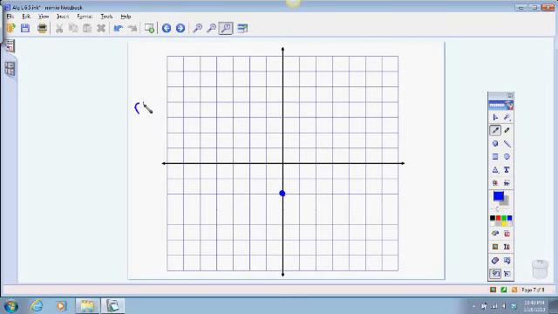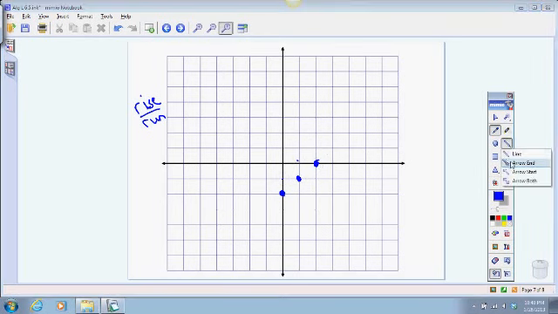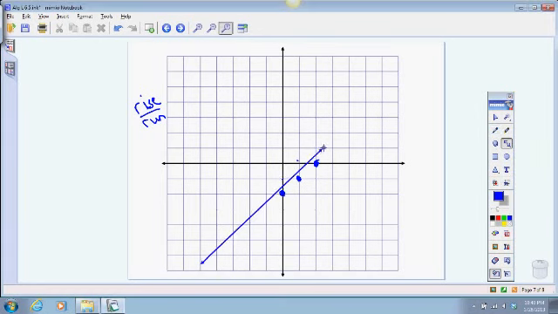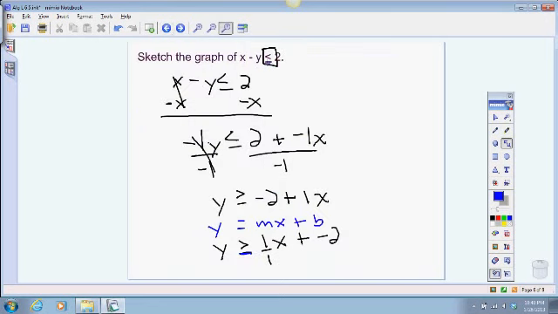Remember, slope is rise over run. So rise 1, run 1. And again, if you picked a different method of graphing, you could still do it the same way. You'd still get the same line. Okay. So we end up with a solid line just like that. And again, it's solid because it can be equal to.